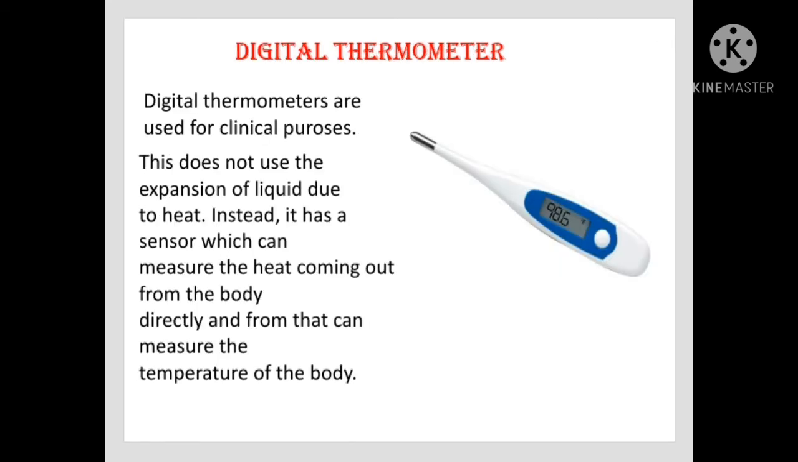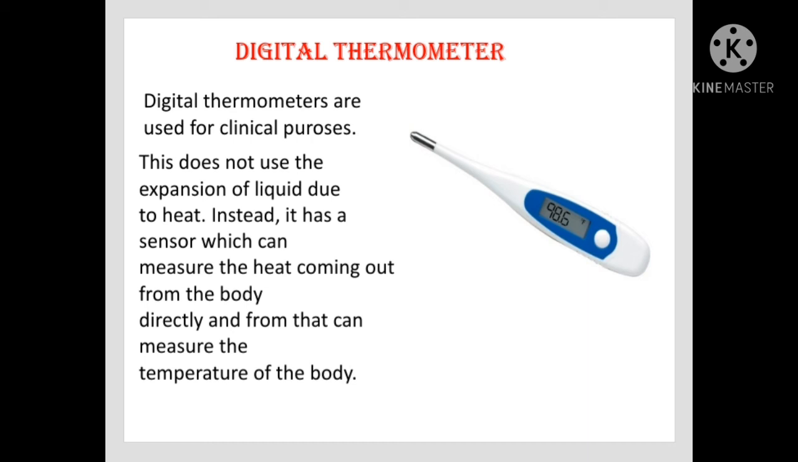Nowadays students, a new type of thermometer is there, known as the digital thermometer. A digital thermometer has a sensor at one end which measures the heat coming out from the body, and the measured temperature is shown in the digital box digitally. What do you mean by digitally, students? Digitally means numbers like 1, 2, 3. So, for example, it shows 97 degrees Fahrenheit. Digital thermometers are used at home because they are easy to handle and also easy to work with.